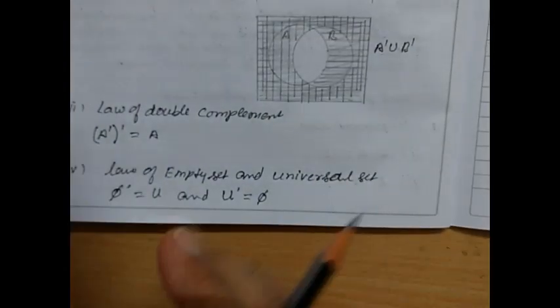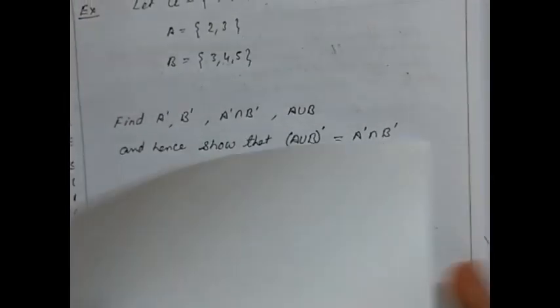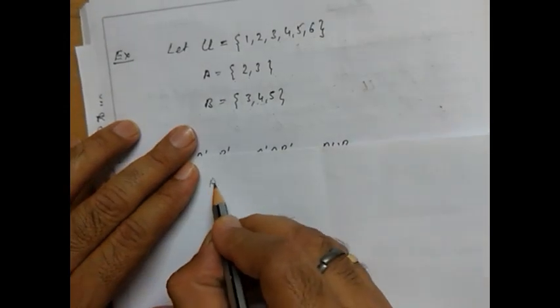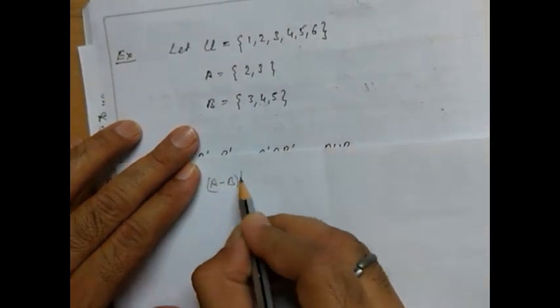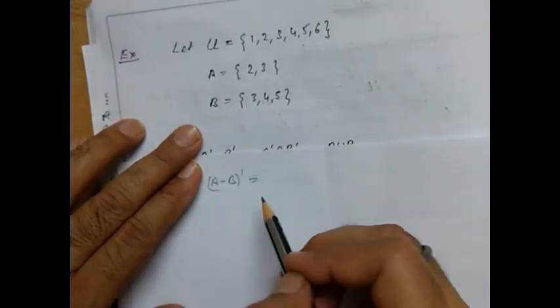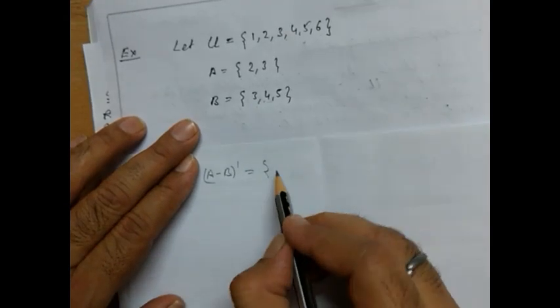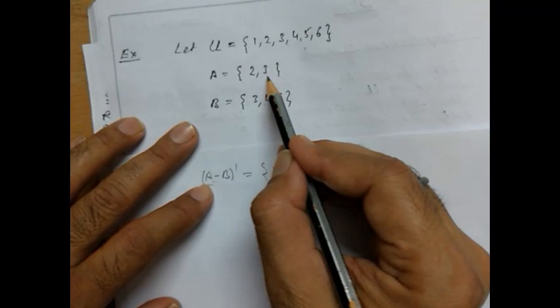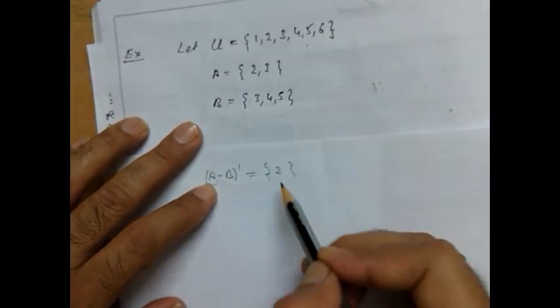If not, I am just explaining to you, let's take the example which I have already taken here. If I take A minus B complement, A minus B will be written as what? The elements which are present in A only. So this will be your 2. A minus B will become 2, because 3 is present in B, so it will not be taken.